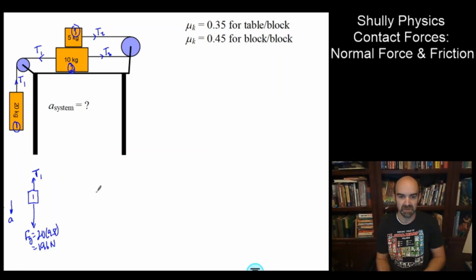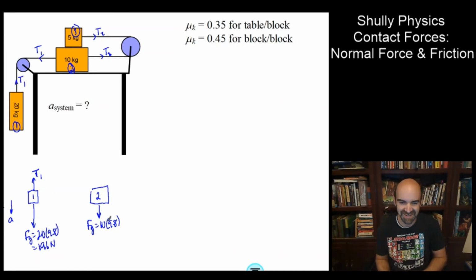So let's go to block 2 now. All the forces are done with block 1. Here's block 2. It has a weight of 10 times 9.8. Now to your eye, the 10 kilogram block may look bigger than the 20 kilogram block, but it's made of a different material, different density. All right, anyway. So 10 times 9.8 is 98 newtons.